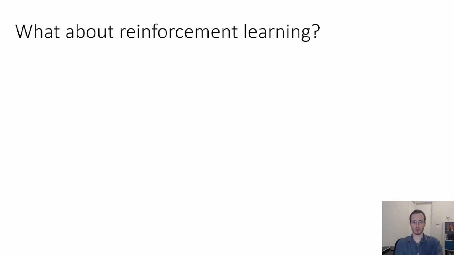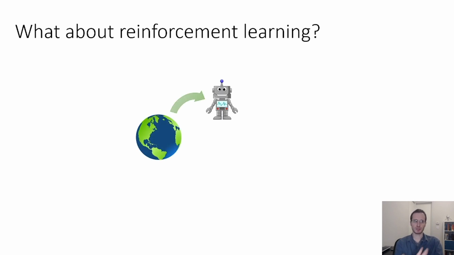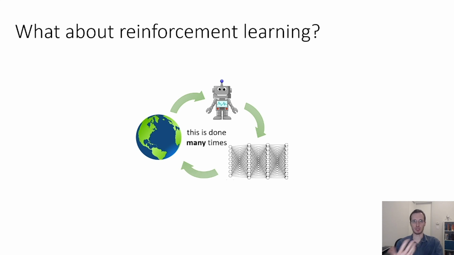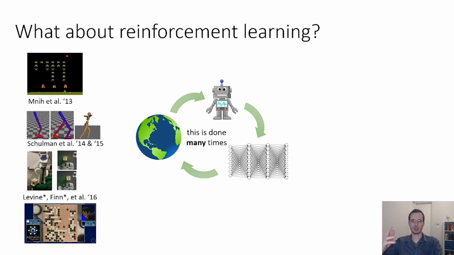So where does that leave us with reinforcement learning? Well, reinforcement learning is, at its core, an active learning paradigm. You have an agent that interacts with the world, collects some experience, utilizes that experience to improve its model, value function, or policy, and then repeats the process. And this is done many times. Now, we've seen reinforcement learning succeed in a range of domains, from playing video games to basic robotic manipulation skills and even beating the world champion at Go. So it's fair to say that reinforcement learning, when combined with high-capacity models, can be very effective.